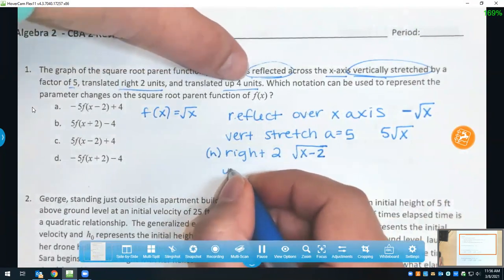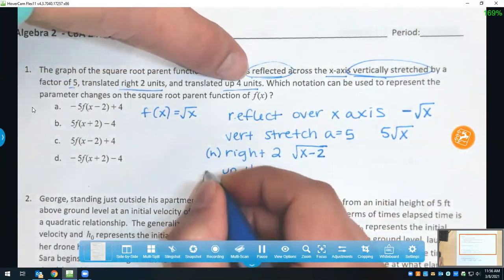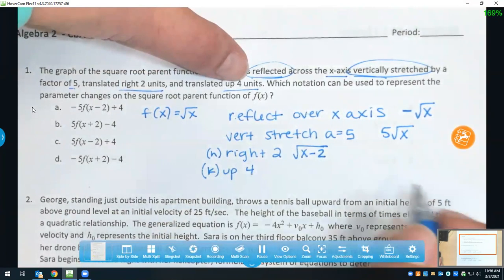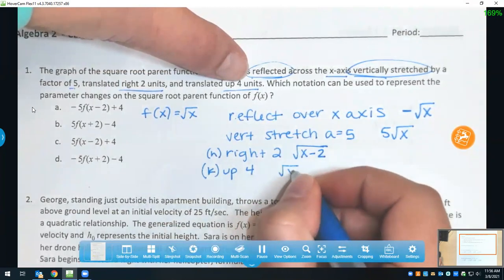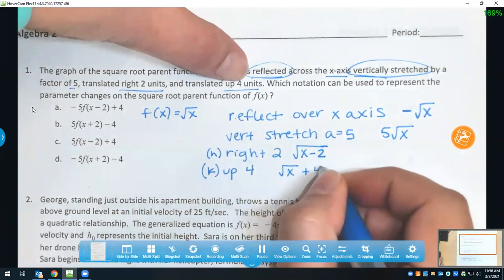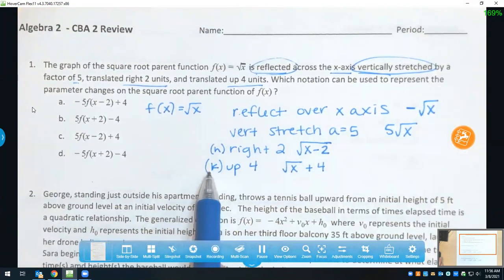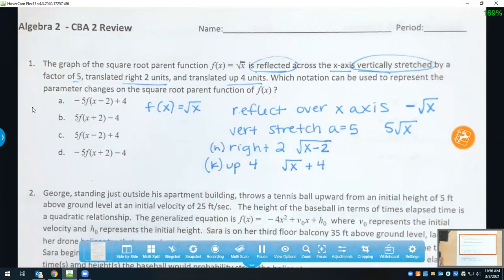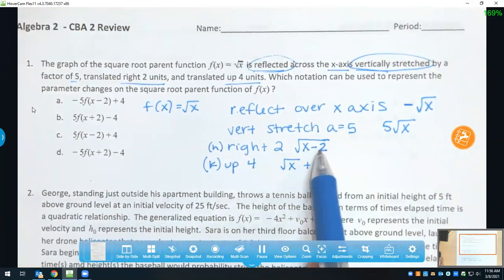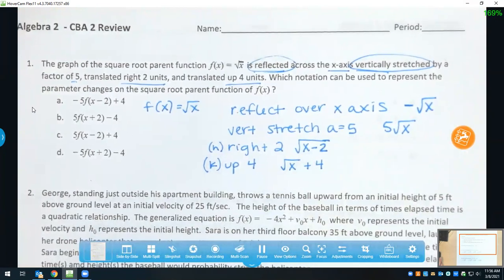And then lastly, going up 4 units, that's k. And so that would be like if I took the parent function and I added a plus 4 behind it. So k is always the true sign of what you see. Left, right, the h is the opposite sign. So to the right is positive, but it looks like we're saying minus, okay?